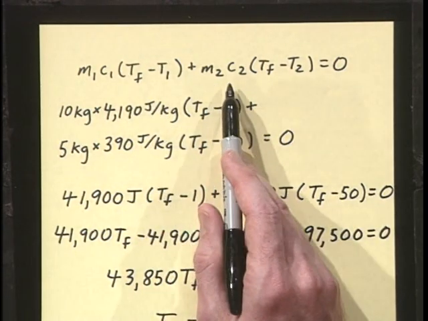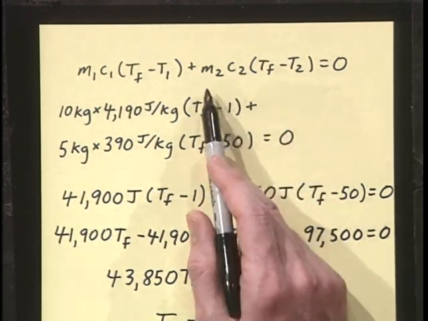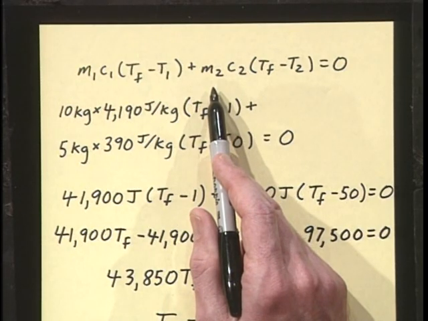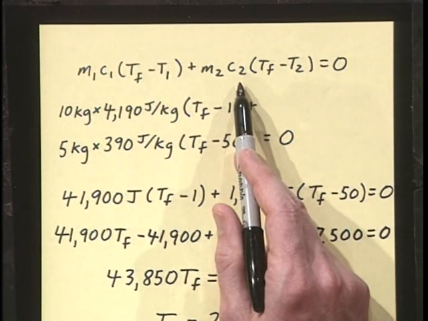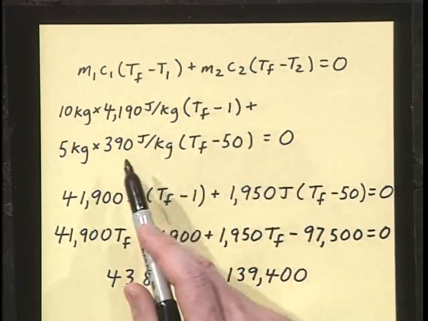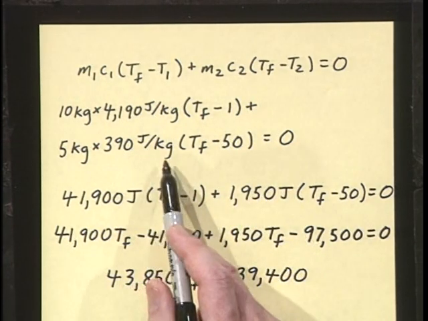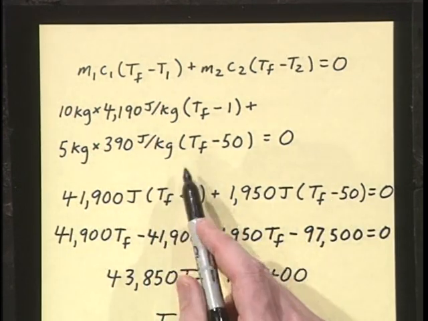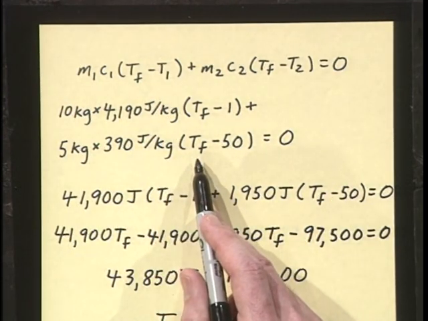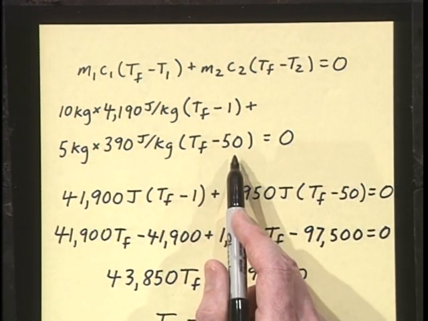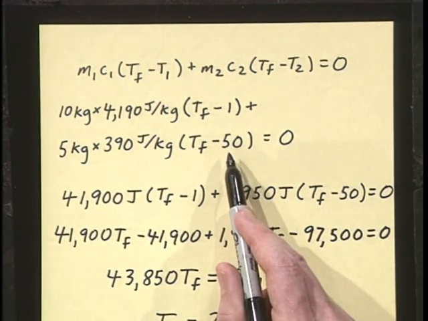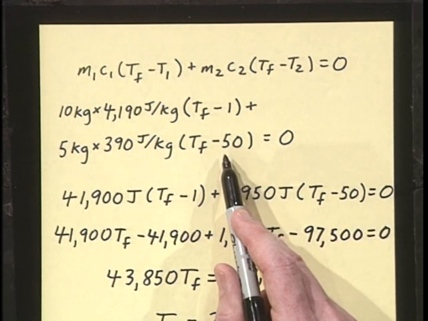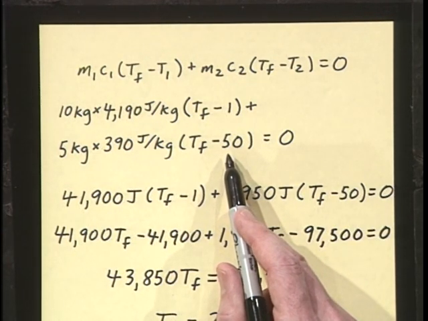Now for the M2C2 term, the M2 term, we had a 5 kilogram copper vessel, and the C2, the specific heat of copper, is 390 joules per kilogram, and that's multiplied by the temperature at thermal equilibrium minus 50, where this 50 results from the initial temperature of the copper vessel being 50 degrees Celsius.